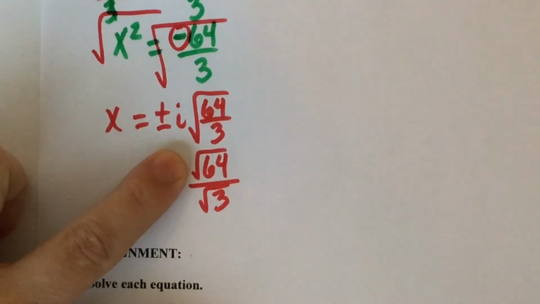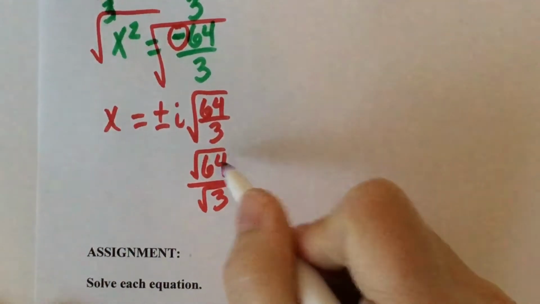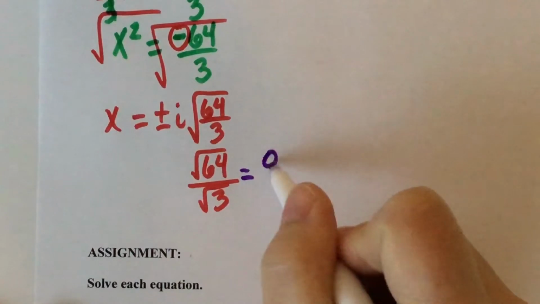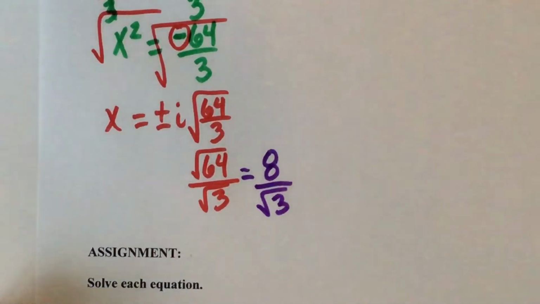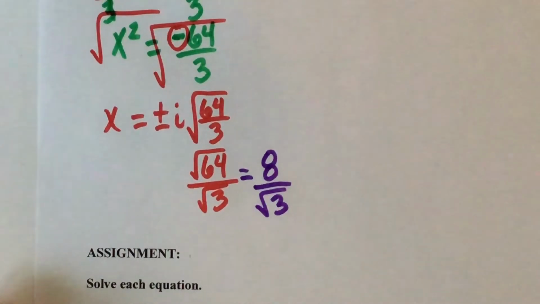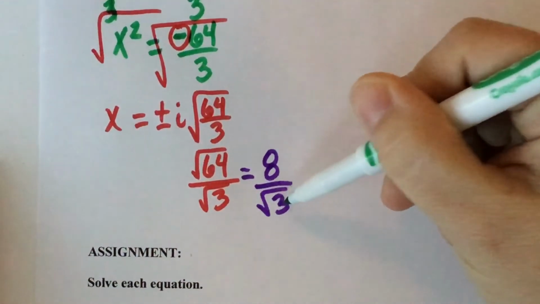The 64 is a perfect square, so it's going to come out pretty. What is the square root of 64? 8. But you can't take the square root of 3, so that's still down there. Okay, but a few lessons back, we learned that you can't have a square root in the denominator.